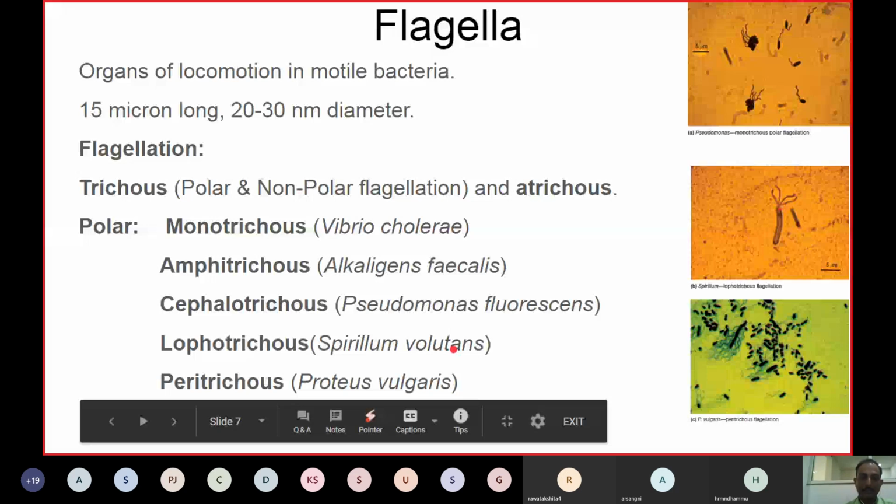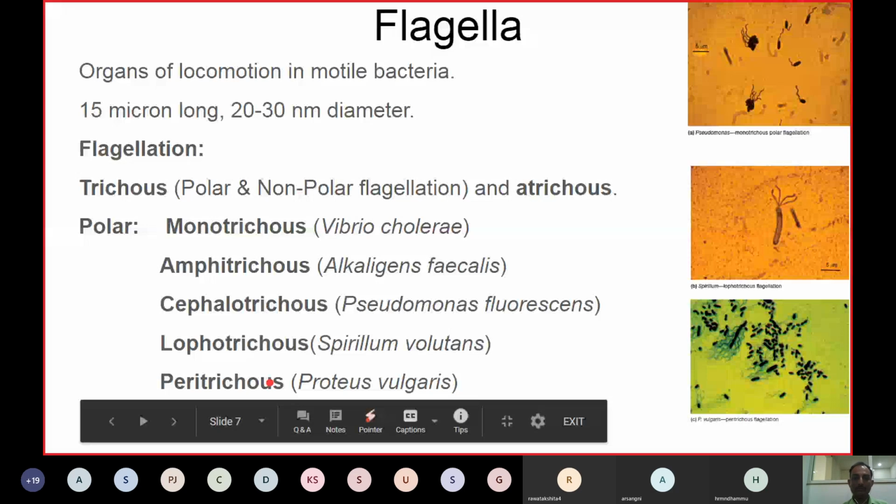Peritrichous. Peri means all over the surface. When flagella are present all over the bacterial surface, it is known as peritrichous. An example is Proteus vulgaris. So, flagellation can be monotrichous, amphitrichous, cephalotrichous, lophotrichous, or peritrichous.